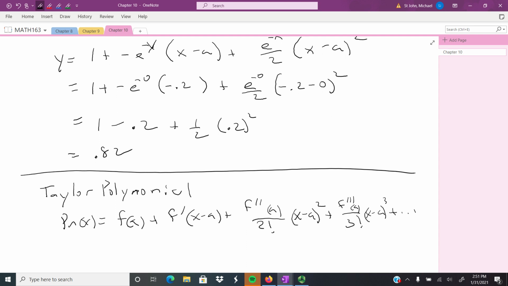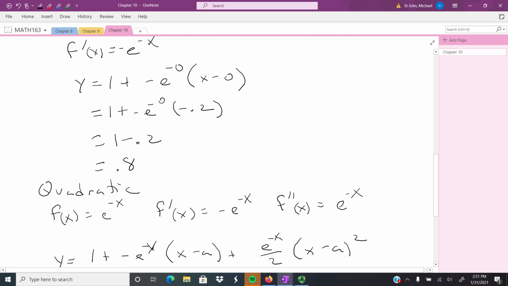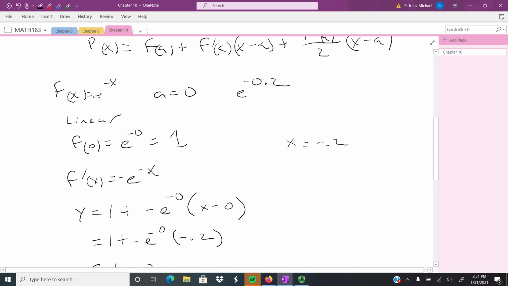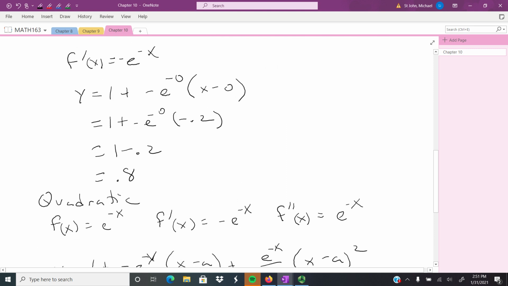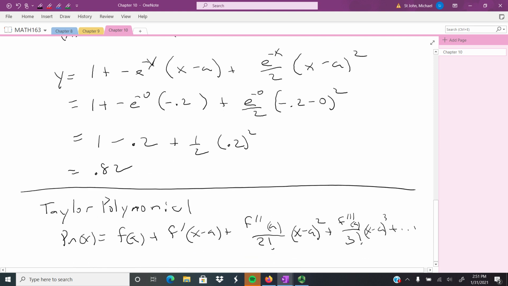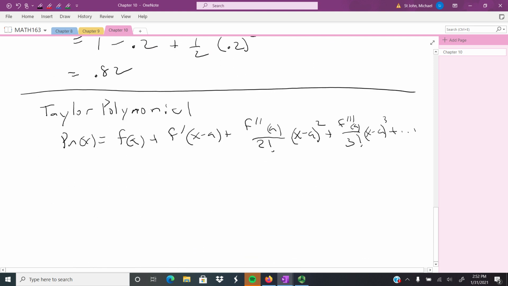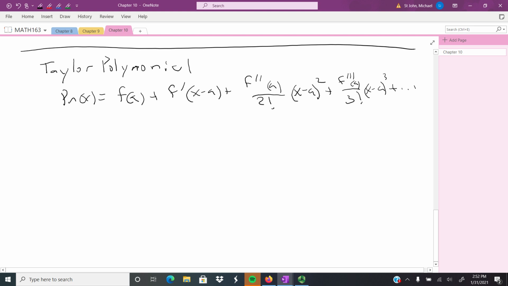Okay, all right. So that's my Taylor polynomial. So let's look at one of these. Let's say we want to find the Taylor polynomial for e to the x.